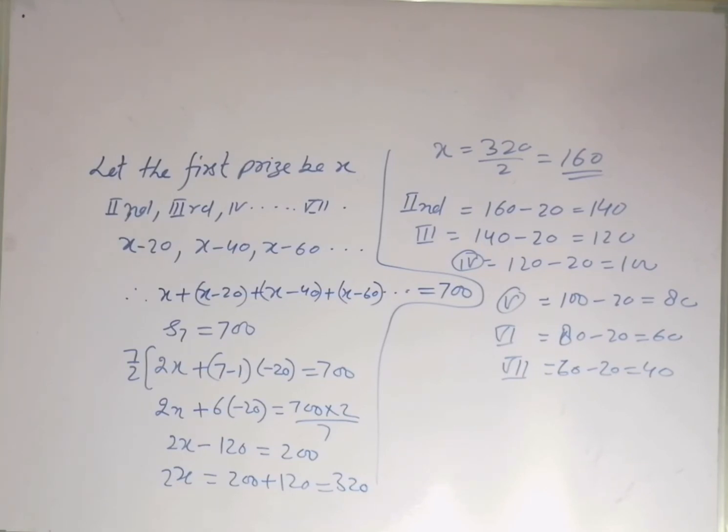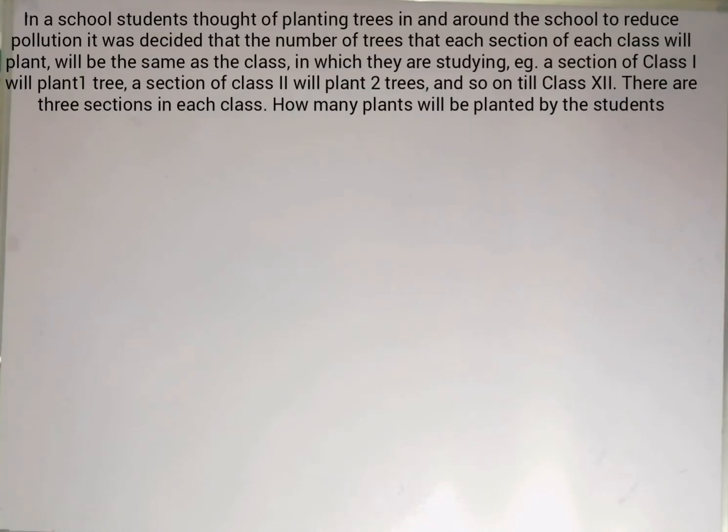Now we'll try the next. In a school, students thought of planting trees in and around the school to reduce air pollution. This is the value for which they are working. It was decided that the number of trees that each section of each class will plant will be the same as the class in which they are studying. That is, a section of class 1 will plant 1 tree, a section of class 2 will plant 2 trees, and so on till class 12.